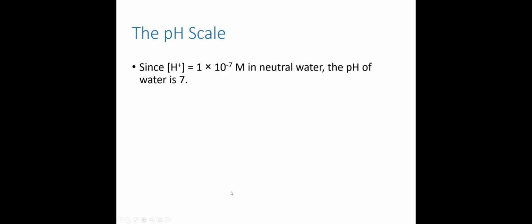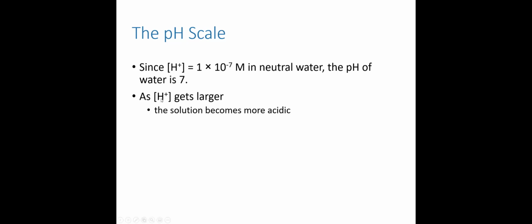Now, we already saw that for neutral water, the proton concentration is always 1 times 10 to the negative 7. And therefore, the pH of water is going to be 7. Now, it's very important to understand the trends here. As the concentration of protons gets larger, we're saying the solution becomes more acidic. Acidity is essentially based on the number of protons that we have in solution. So the more of these that you have in a certain volume, we say the solution is more acidic.